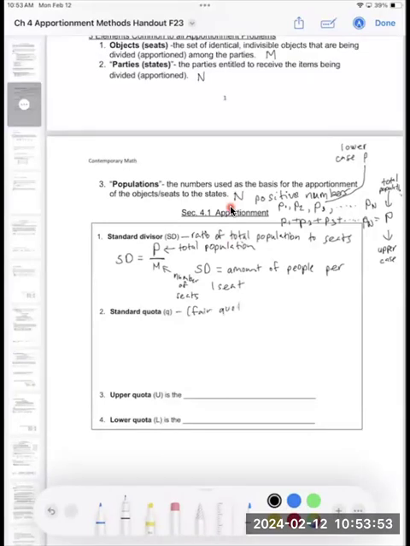Normally we can't give them the fair quota because it's a decimal number, and we can't give a partial seat in Congress, because you can't cut a person in half and say you can have half a person. So the standard quota is the exact fractional number. It's almost always a fractional number, but sometimes it can be a whole number. And if it is, we have no problem. We just give them exactly that number of seats, and the whole process we're going to have to go through is not necessary.